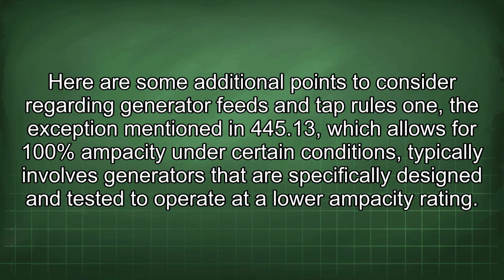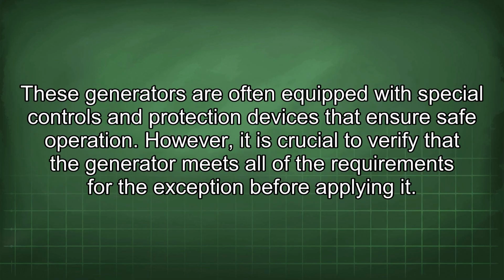Here are some additional points to consider regarding generator feeds and tap rules. 1. The exception mentioned in 445.13, which allows for 100% ampacity under certain conditions, typically involves generators that are specifically designed and tested to operate at a lower ampacity rating. These generators are often equipped with special controls and protection devices that ensure safe operation. However, it is crucial to verify that the generator meets all of the requirements for the exception before applying it.